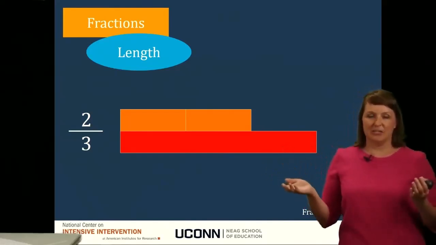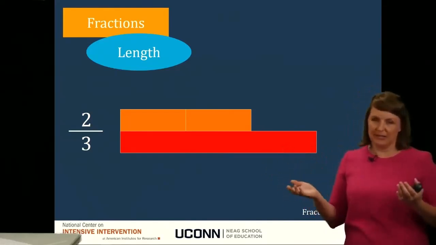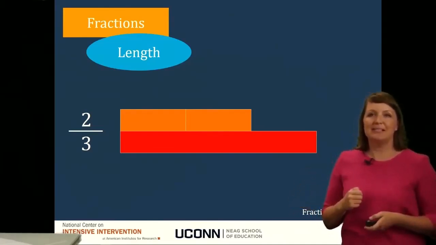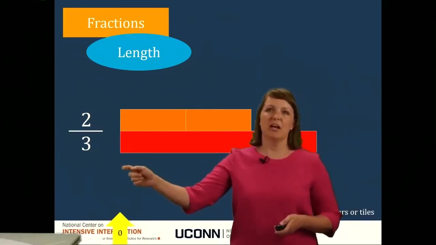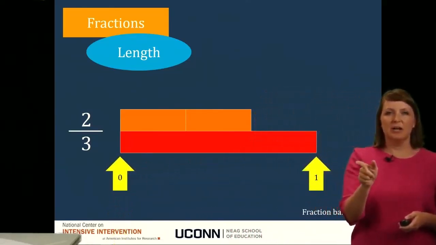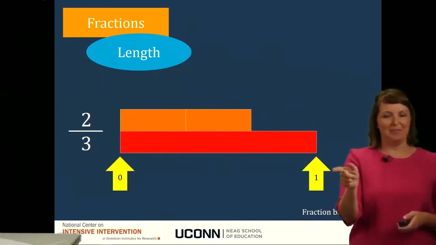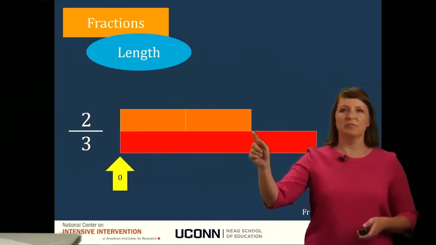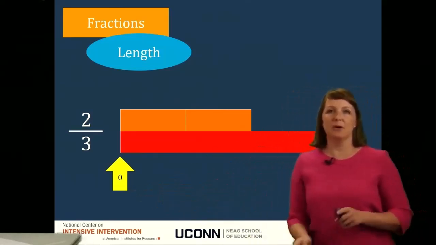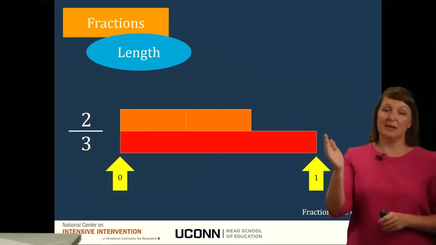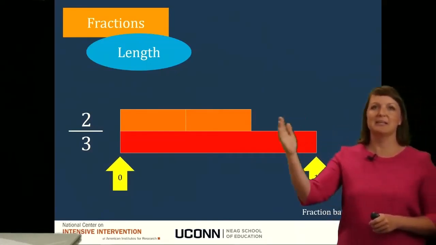Now you might be asking yourself, why is this the length model of fractions? Well, this is the length model of fractions because I can envision this representation as falling on a number line where here is 0 and over here would be 1 right there. And so then I can see that the value of 2/3 falls somewhere between 0 and 1. I can see that the 2/3 is not greater than 1. I see that it's less than 1.